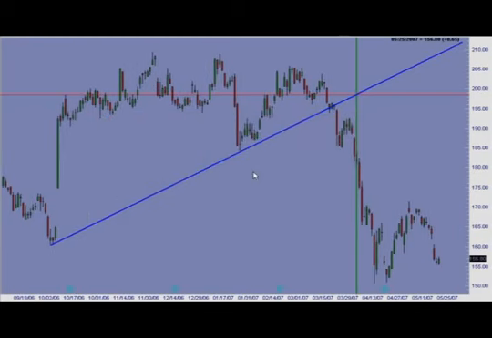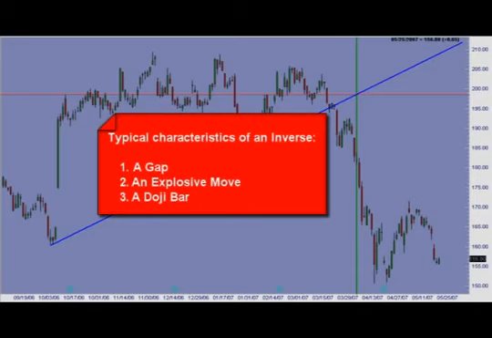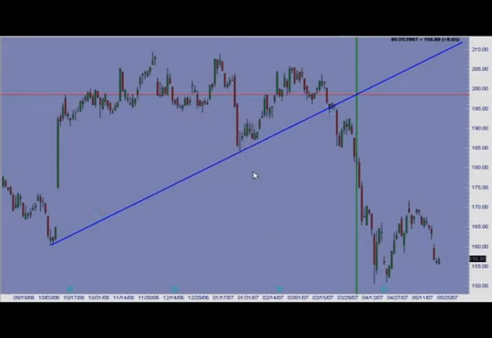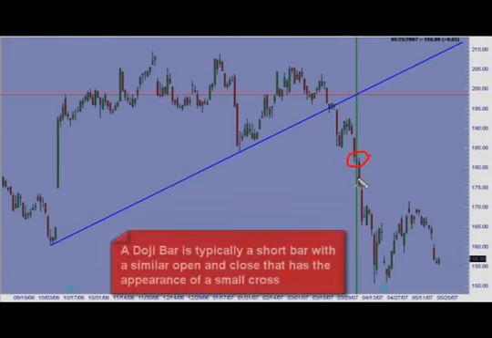Additionally, inverses will have specific characteristics that tend to give them away. They fall under three categories typically. That is the gap, the explosive move, and the Doji Bar, which is the more typical of the three. In fact, in this case of orange juice, we have a Doji Bar right here at a reversal signal. A Doji Bar is a terminology used in candlesticks to refer to a short bar with a similar open and close. There might be some variable there, but typically it's the same open as the close. And you can see that that's exactly what happened here.